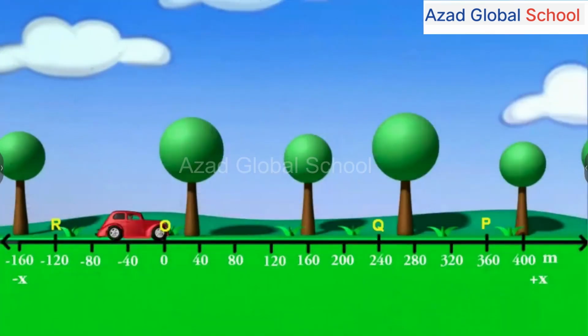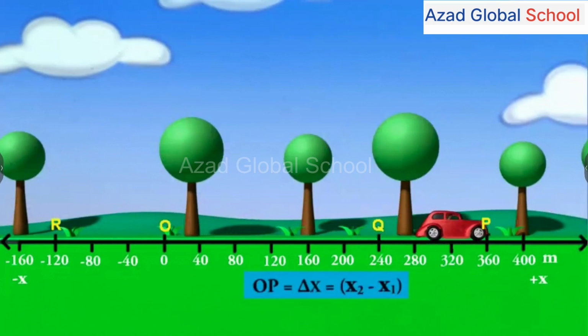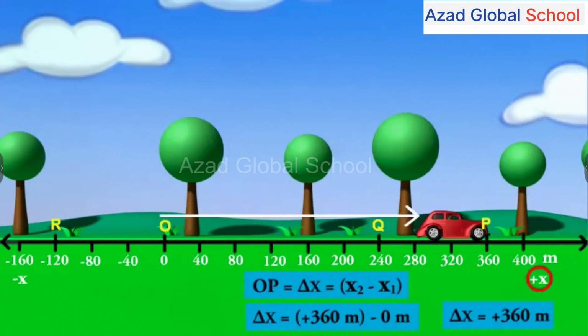For example, displacement of the car in moving from O to P. OP is equal to delta x, which is equal to x2 minus x1, which is equal to plus 360 meters minus 0 meters, which is equal to plus 360 meters. The displacement has a magnitude of 360 meters and is directed in the positive x direction, as indicated by the positive sign.